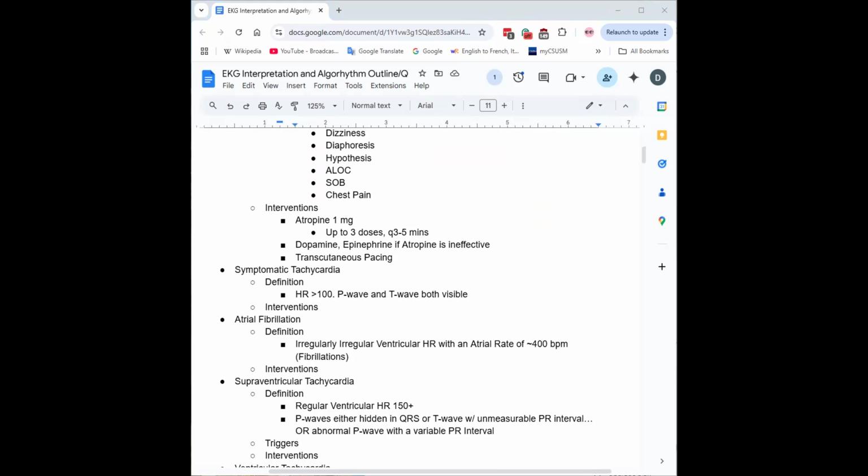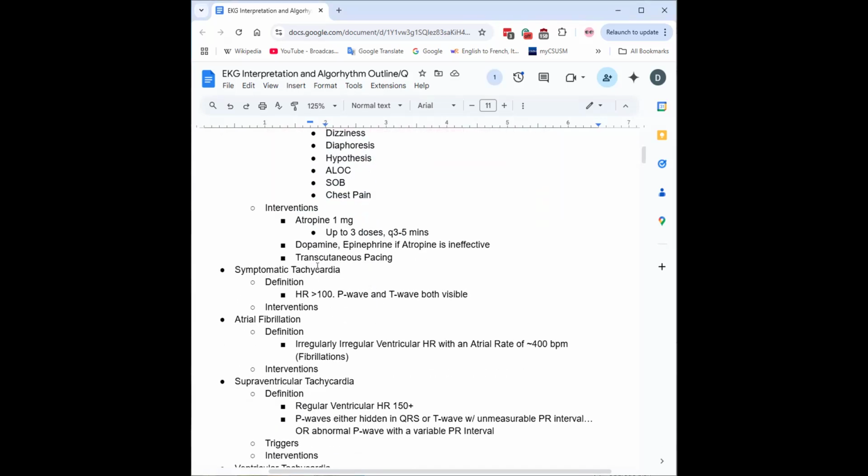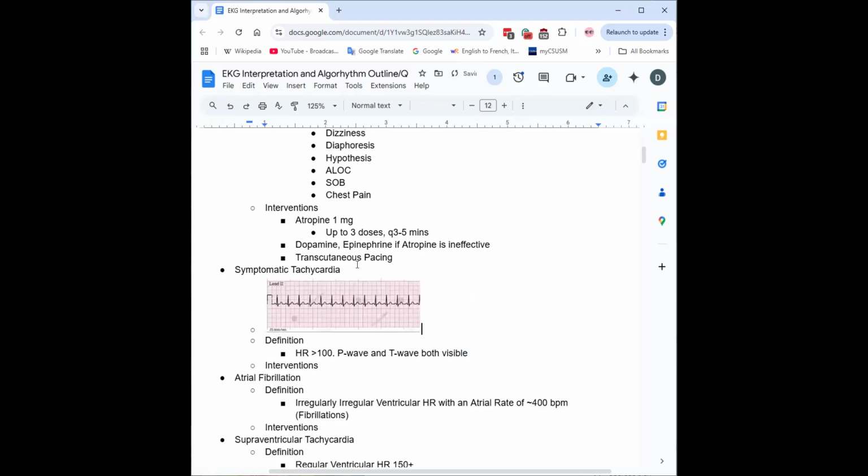Yeah. All right, so let's talk about symptomatic tachycardia. So again, it goes with what we were talking about with symptomatic; just apply this to anything that's symptomatic. The definition is just heart rate above 100, but keep in mind that typically the P wave and the T wave will both be visible. So take a look at this one.